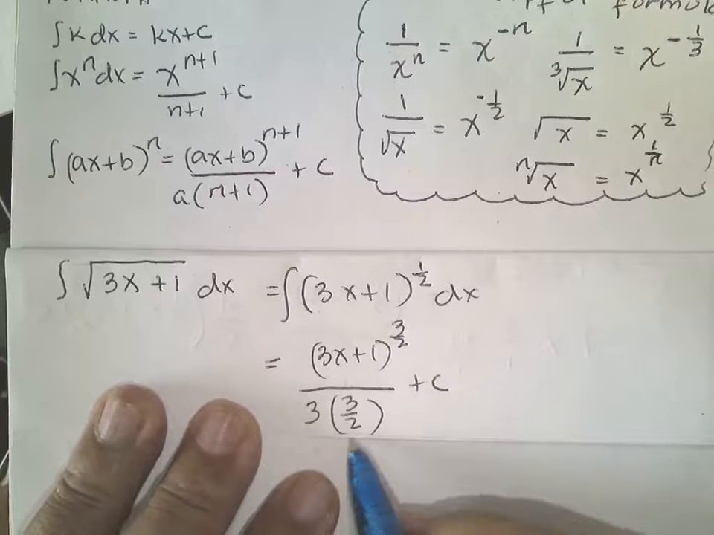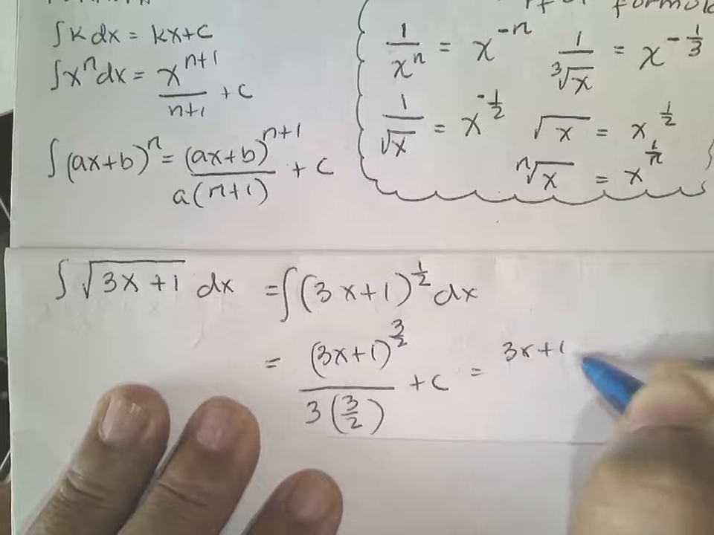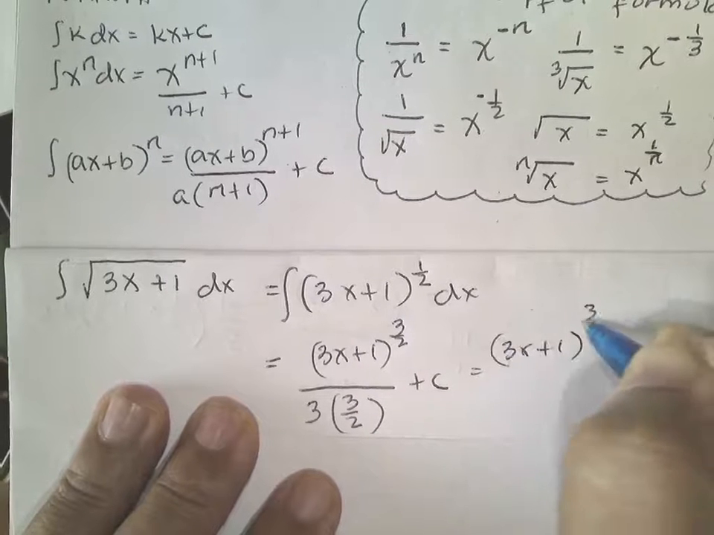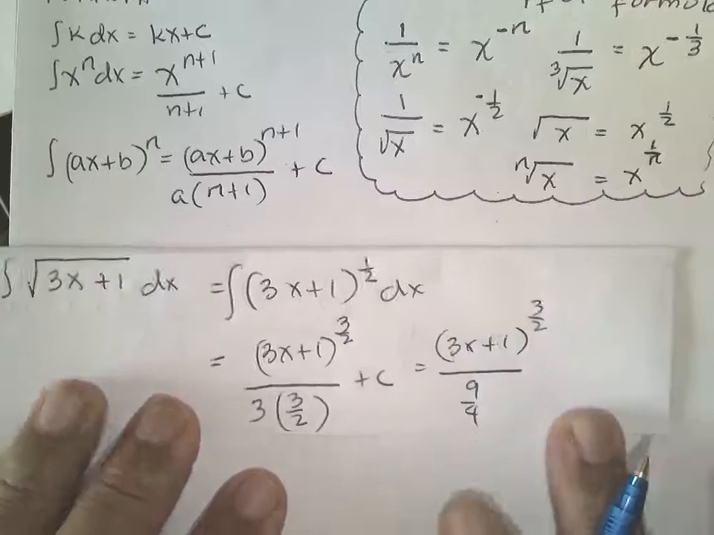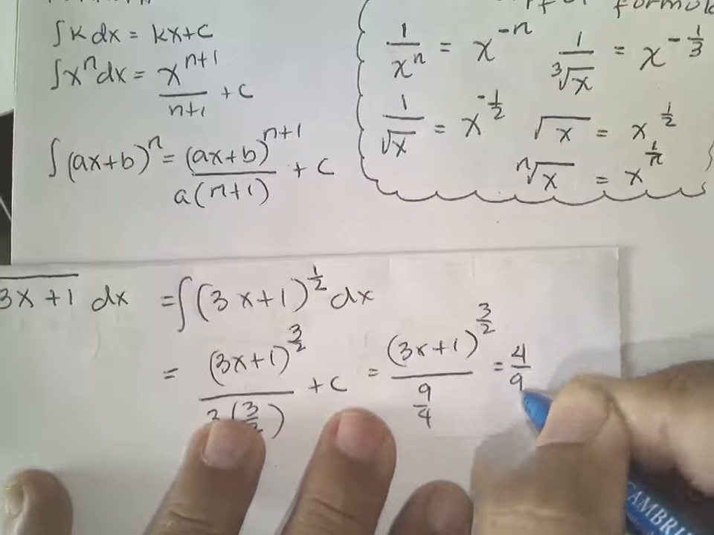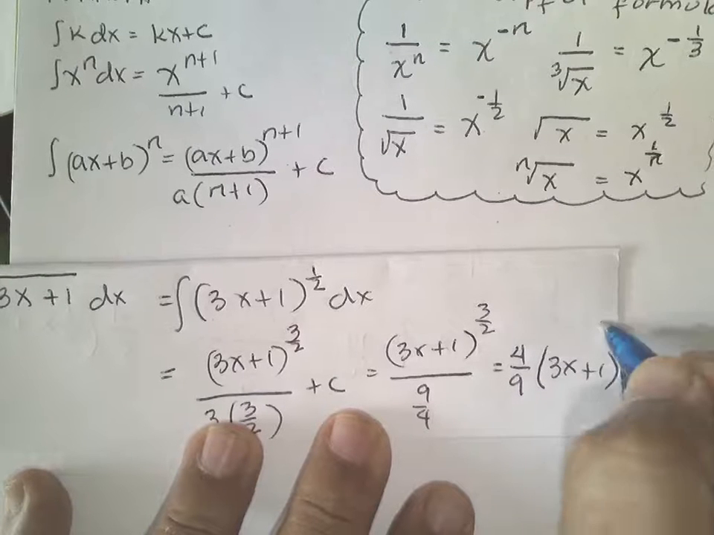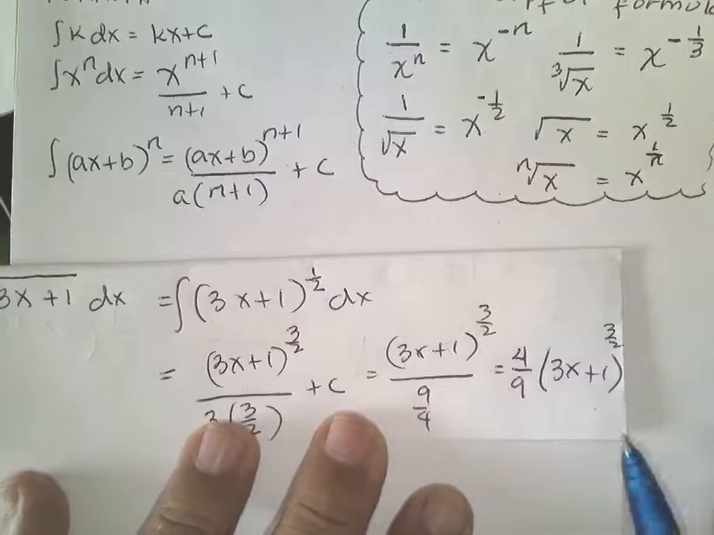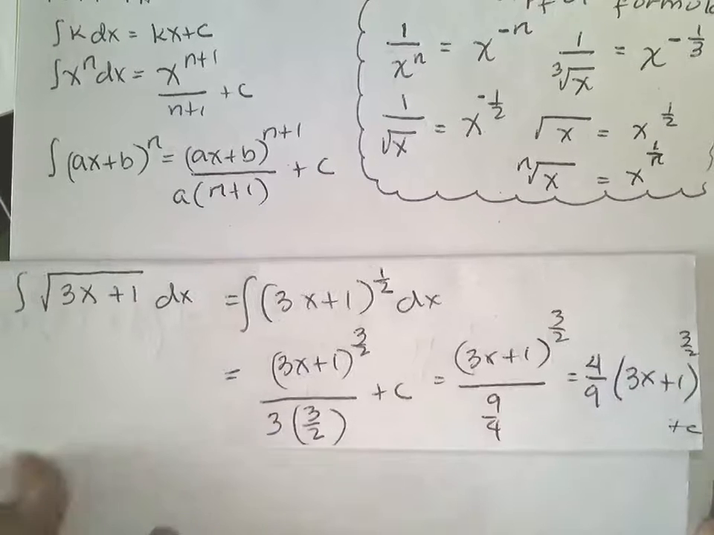Then you have your 9 over 4. So you now have 3x plus 1 raised to 3 over 2 over 9 over 4. However, you can still write this as 4 over 9 times 3x plus 1 raised to 3 over 2. Then you just simply add plus c at the end.